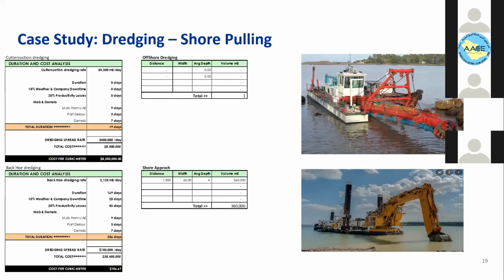And the mechanism of developing the cost of the dredging is different from the pipe laying. Here we calculate the total volume for the dredging area. Then we have a rate here, which is 34,200 cubic meters per day. This is the productivity for this dredging vessel.